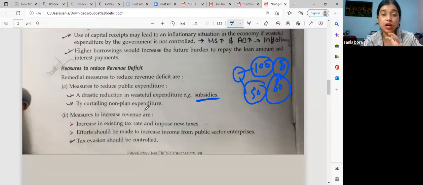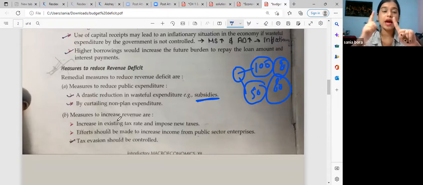Second, I'll be suggesting the government not to spend more on non-plan expenditure, because plan expenditure is very important, like education, health, and infrastructure. But you should not spend more money on non-plan expenditure. Okay.